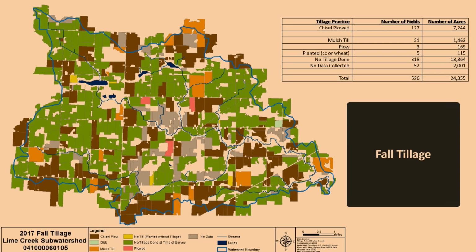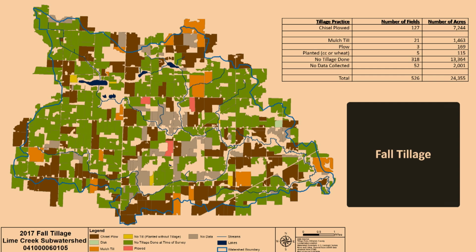The next piece is the tillage practice. So here we're looking at, what type of tillage are they actually doing? Are they chisel plowing, doing mulch tillage, or is there no tillage done? The other thing is, are they planting cover crops? So we're documenting that as well in the fall. Which fields have cover crops planted on them? Which ones have a crop like a winter wheat, so there's actually vegetation out there.